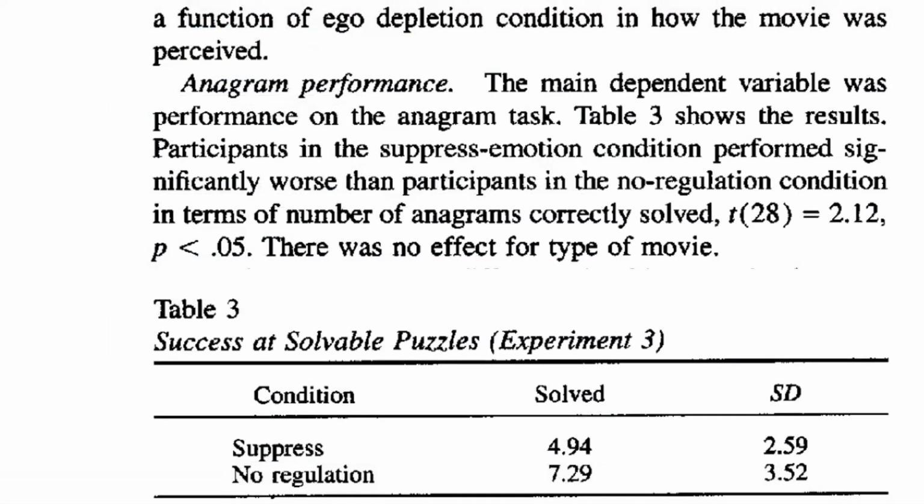So this is the actual statistical report that Baumeister et al. gave us. Participants in the suppressed emotion condition performed significantly worse than participants in the no regulation condition in terms of number of anagrams correctly solved. T with 28 degrees of freedom equals 2.12, probability less than 0.05. And then we have the success at solving the puzzles. The suppression group solved 4.94 anagrams with a standard deviation of 2.59. No regulation solved 7.29 with a standard deviation of 3.52.